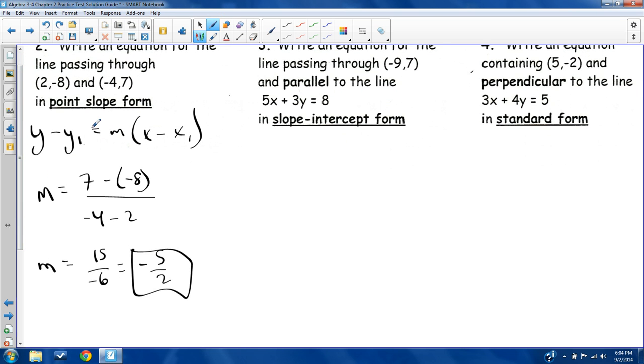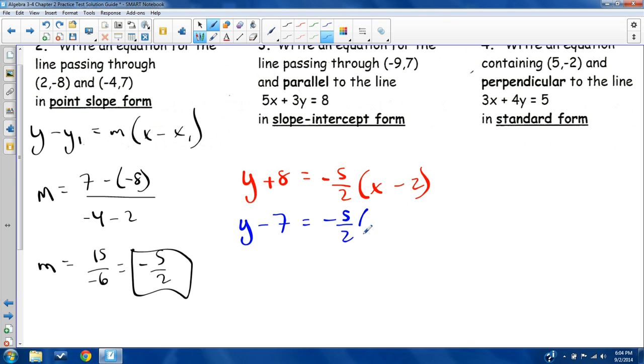That's my m. And I can choose, I'm going to do both solutions for you, and then I'll drag them over. Here's an example of one solution. I can make y minus negative 8, which is y plus 8, equals negative 5 halves, times x minus 2. That's one set of points. The other set of points I could choose is negative 4 and 7, so I'll get y minus 7 equals negative 5 halves times x minus negative 4, which is x plus 4.